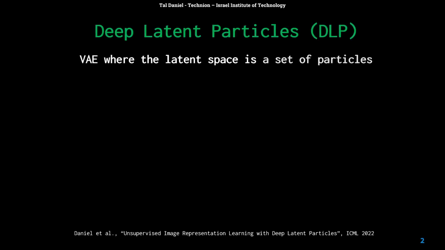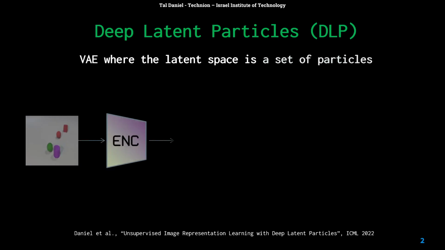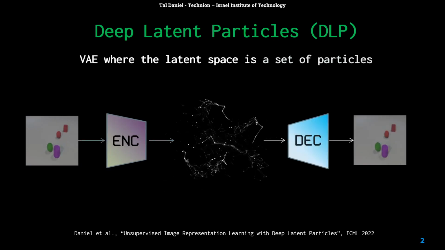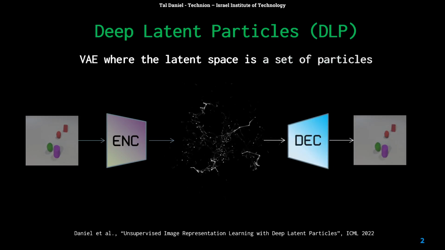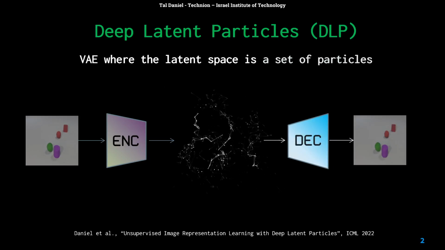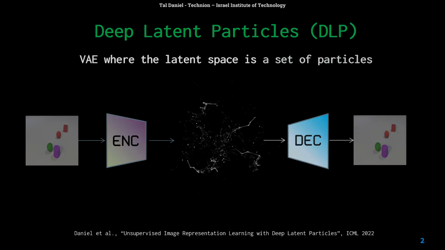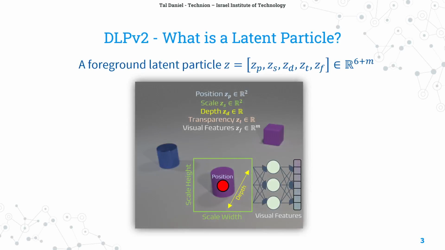We begin with a brief introduction of deep latent particles, DLP. The main idea of DLP is a new variation on autoencoder, VAE, where the latent space is not just a vector, but a set of particles. Intuitively, particles represent entities in the scene in a low-dimensional space that will be later used in downstream tasks. So, what is a latent particle?